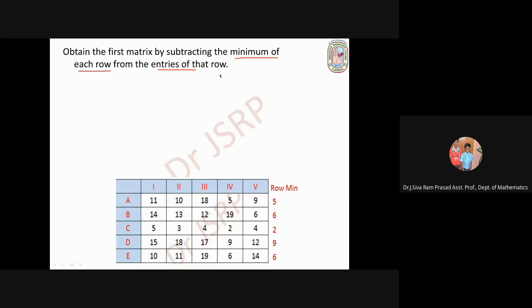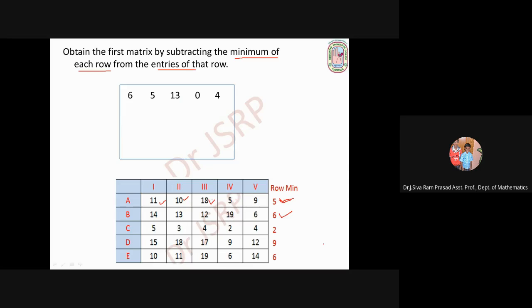Take an empty matrix like this. First row, subtract 5 from the first row. So 11 minus 5, 6. 10 minus 5, 5. 18 minus 5, 13. 5 minus 5, 0. 9 minus 5, 4. So subtract 5 from the first row and write it in the first row. Similarly, subtract 6 from the second row.